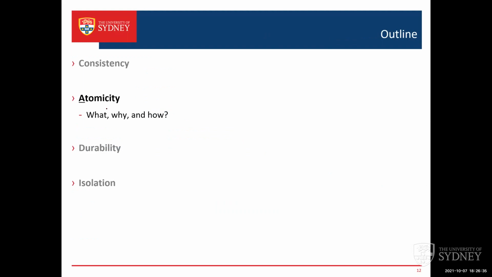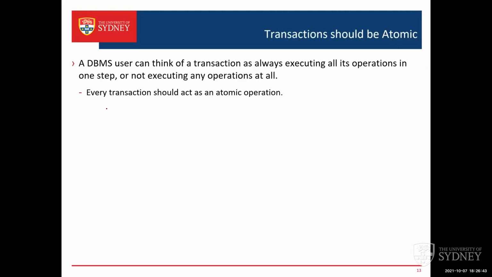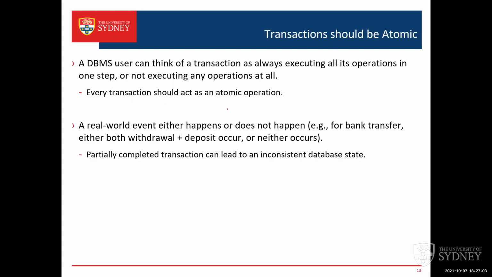Next one is atomicity. You remember what atomicity means? Atomicity means either 100% or 0%, right? How do we ensure that fact? So a DBMS system, when we have a transaction, will always execute all the operations in one step, or not execute any operation at all. So that is what atomic means, either 100% or 0%. Every transaction should act as an atomic operation, as a single operation.